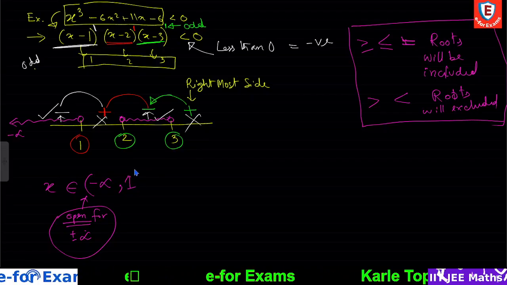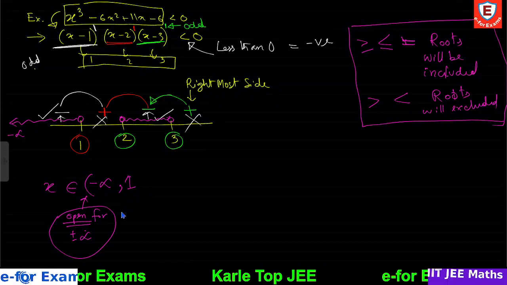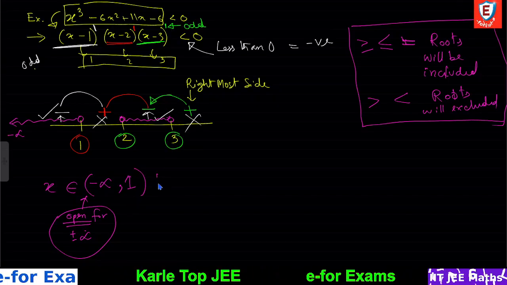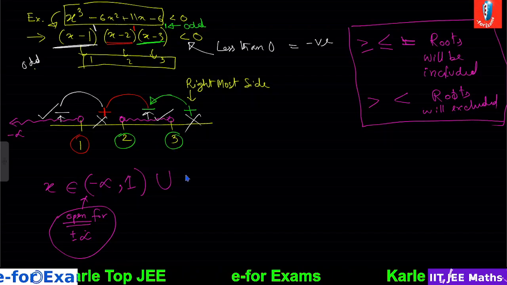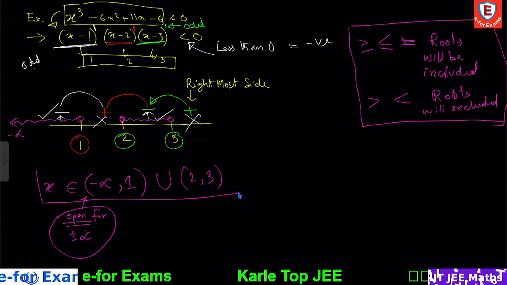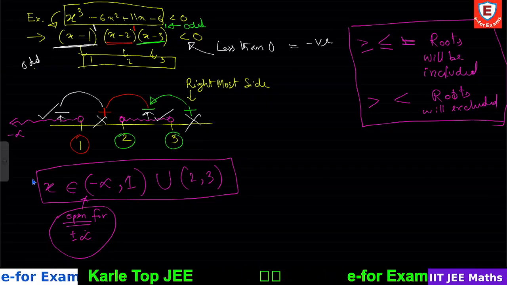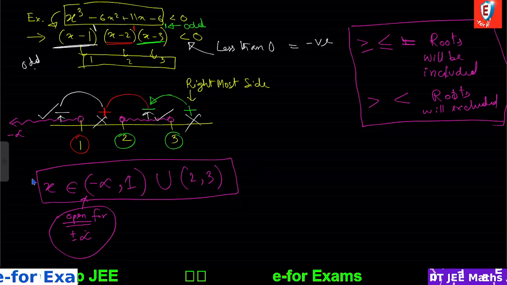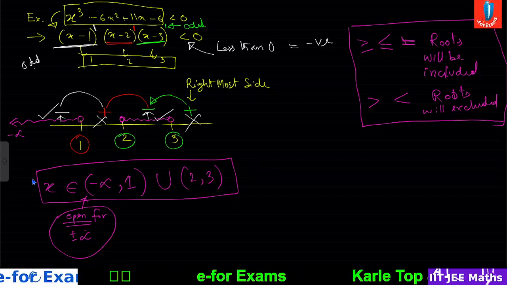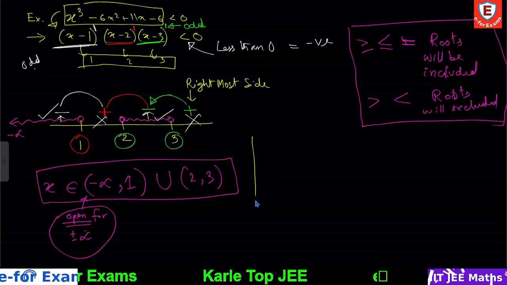Should 1 be open or closed? Here it should be open because it is strictly less than. So 1 is open. Then union, again, 2 comma 3. This is the solution. Got it? So now the same question, let's modify.